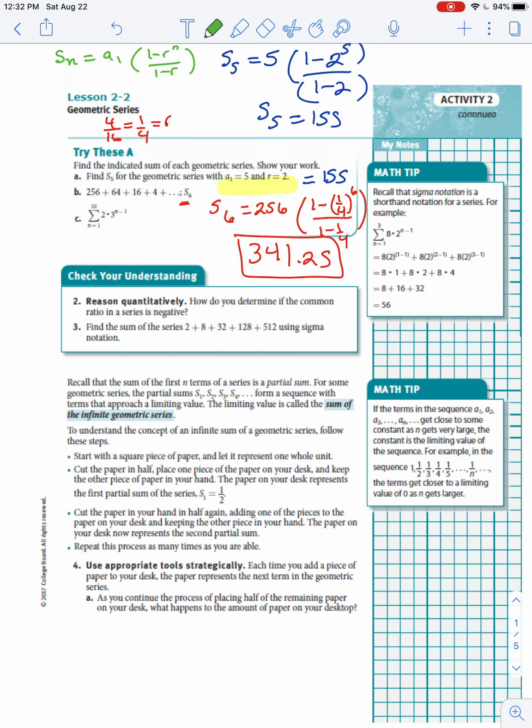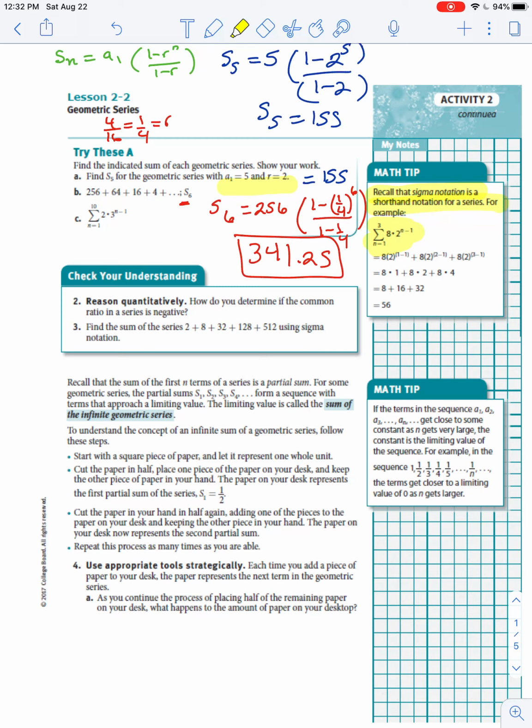And so let me go back to green for a minute. So the sigma notation, that represents a sum, okay? And they kind of explain that over here on the side in the math tip. So let's go there first, actually. It says, recall that a sigma notation is shorthand notation for a series. So when they give you something like that, you can see it's geometric because I see like a times 2 to the n minus 1 power.